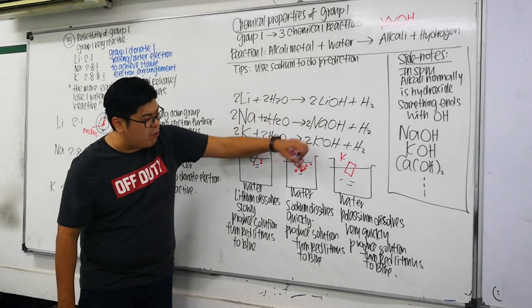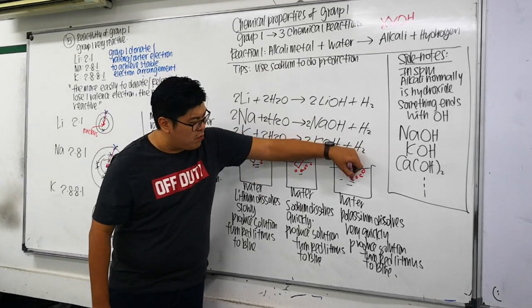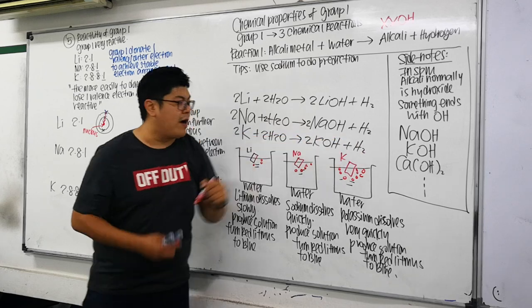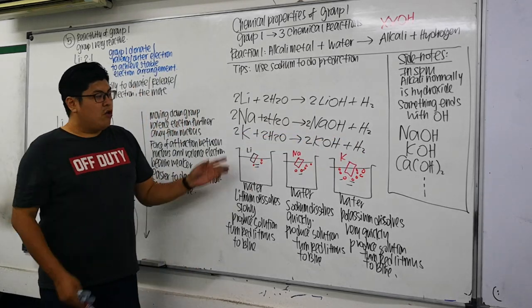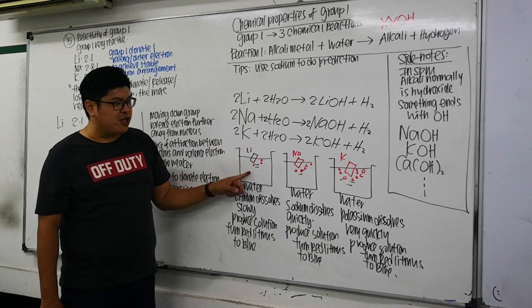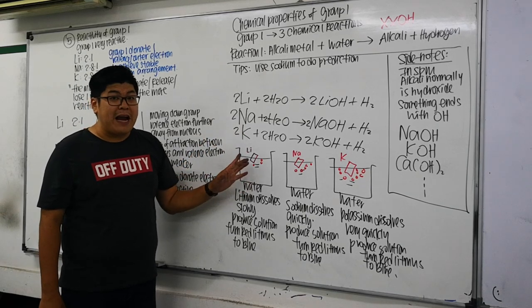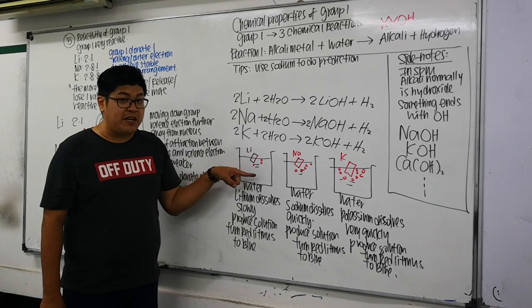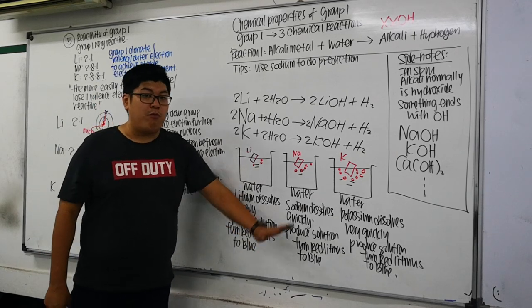This one has more bubbles because it's more reactive. This one got a lot of bubbles. All the alkali metals can dissolve in water and they make the water alkaline. That's why, at the end of the day, the solution is alkaline. Litmus paper: red, blue, red, blue, red, blue.